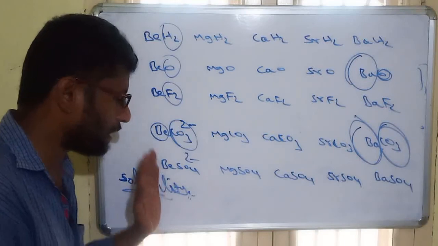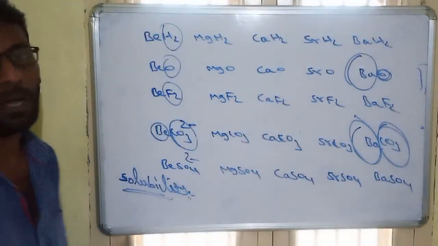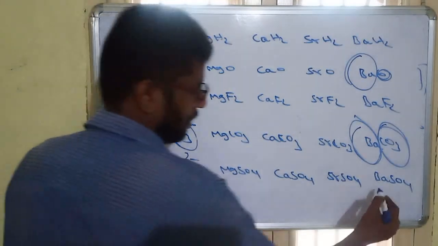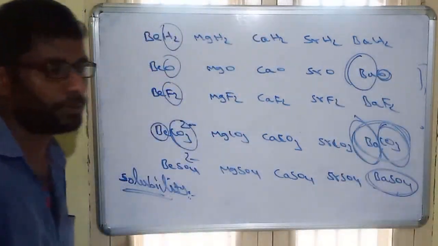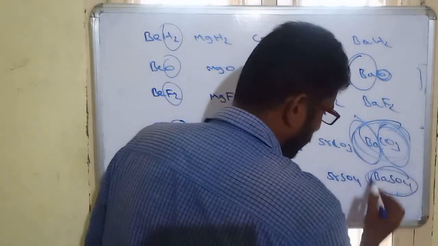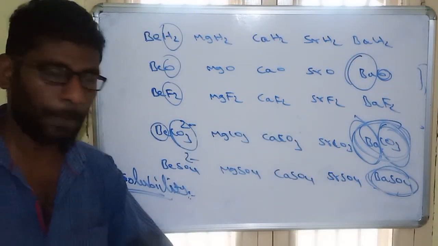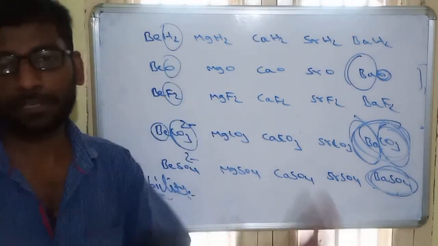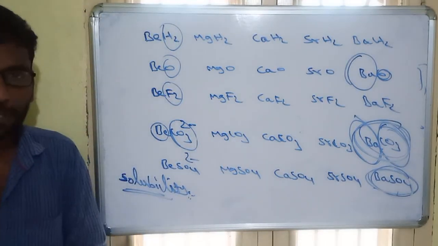So solubility decreases from top to bottom, due to decreasing hydration enthalpy. So barium sulfate is least soluble, barium carbonate is least soluble due to their low hydration enthalpy, and they are highly stable due to their high lattice energy. Stability depends on lattice energy, solubility depends on hydration enthalpy. So these are the important topics, and there are also some uses.